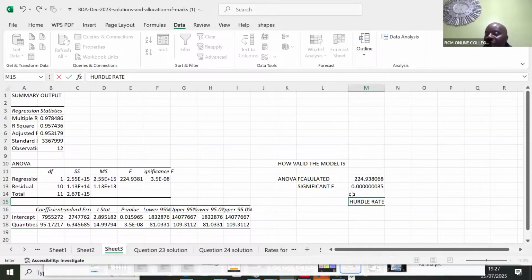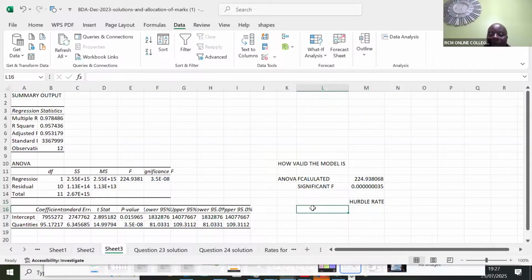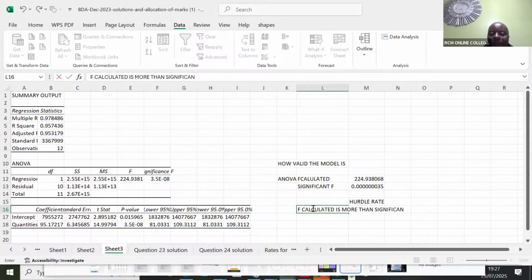This is really big. The F calculated is more than the significant F. F calculated is, by far, more than the significant F. The moment you hit this figure in terms of F, the model is significant. The model is big enough, but right now it is even much bigger. So the F calculated is more significant.